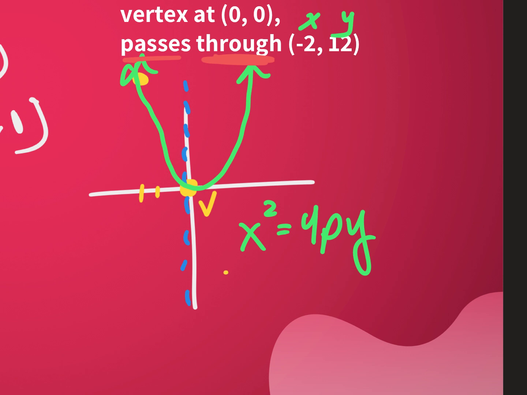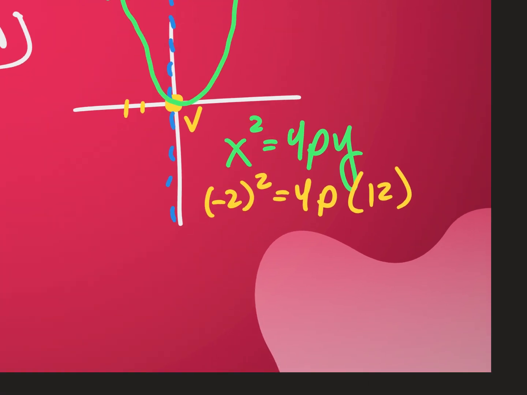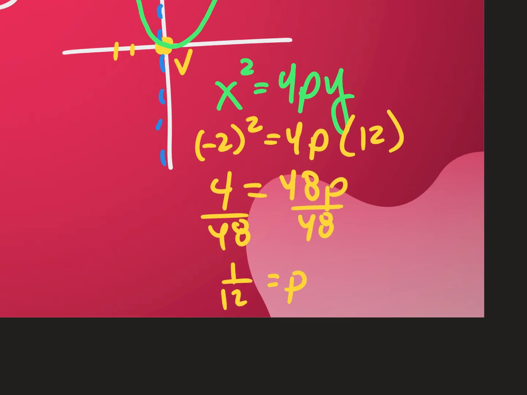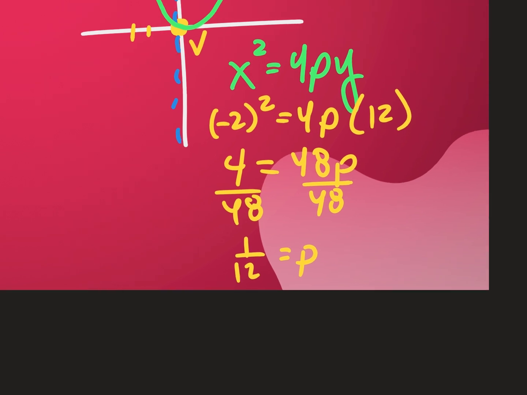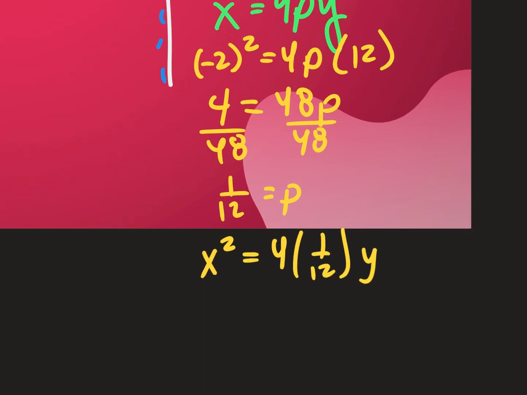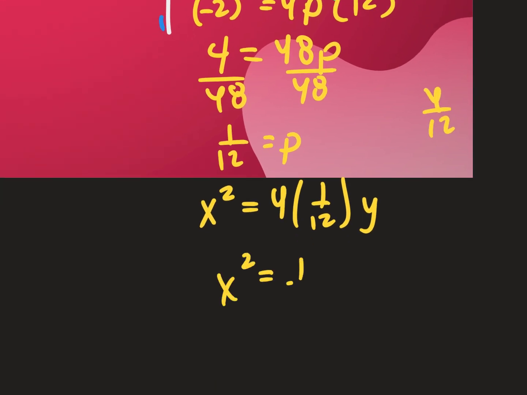So I'm going to say here x is negative 2 squared equals 4 times p times 12, right? What's negative 2 squared? 4. What's 4 times 12? 48, all right? Divide both sides by 48. If I reduce that, do you guys agree it's 1/12? Now do I have the two pieces of information I need to write my equation? Yes, I know it's x squared. And then I'm going to plug in 1/12 for my p-value. So when you multiply, you get 4 over 12, which becomes what? 1/3.